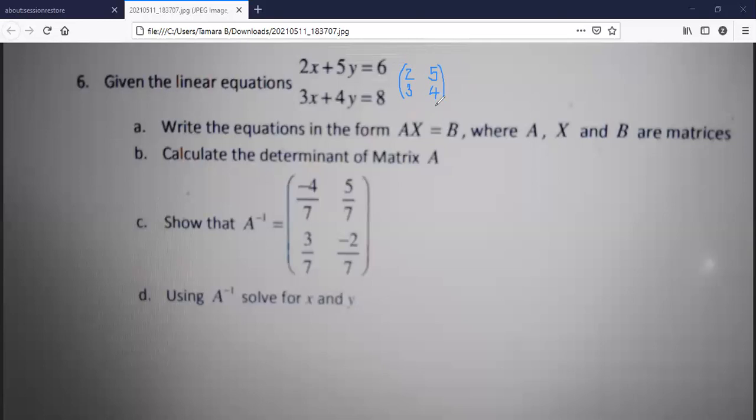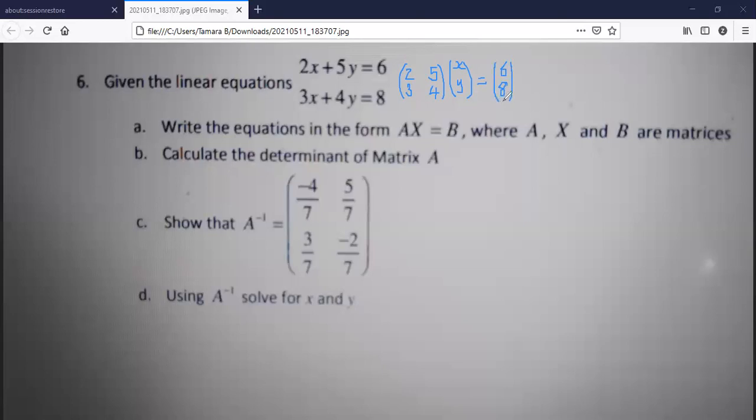X represents the unknown. X and Y are the unknowns. And it's equal to B, and B represents what each equation is equal to. So equation 1 is equal to 6. Equation 2 equals to 8. So this represents B.